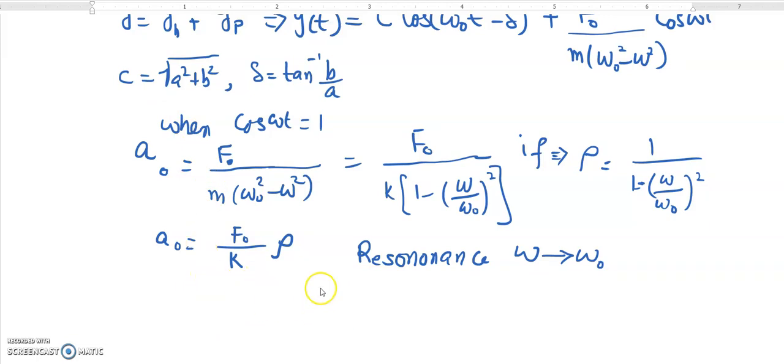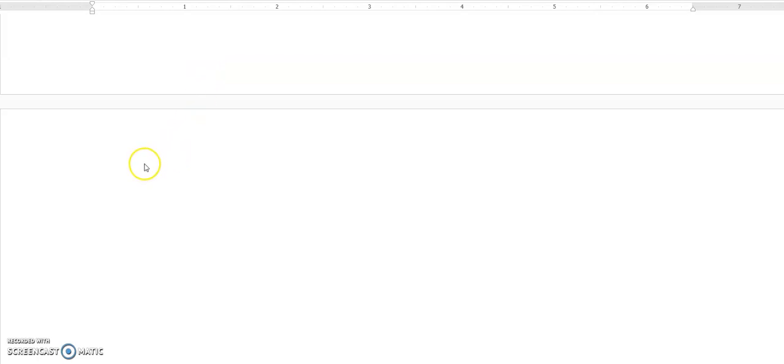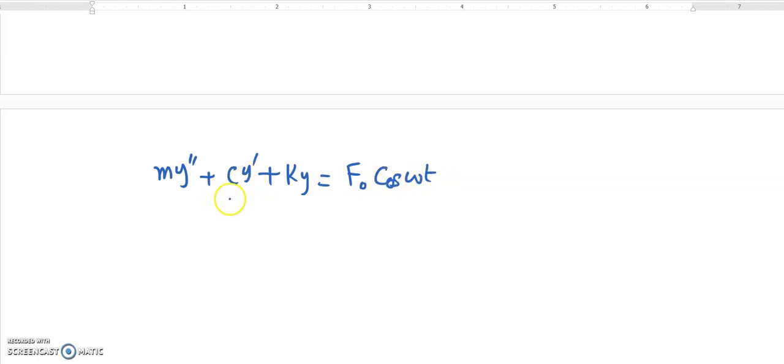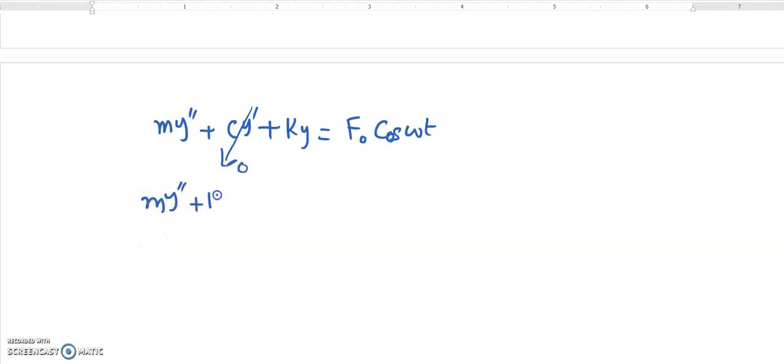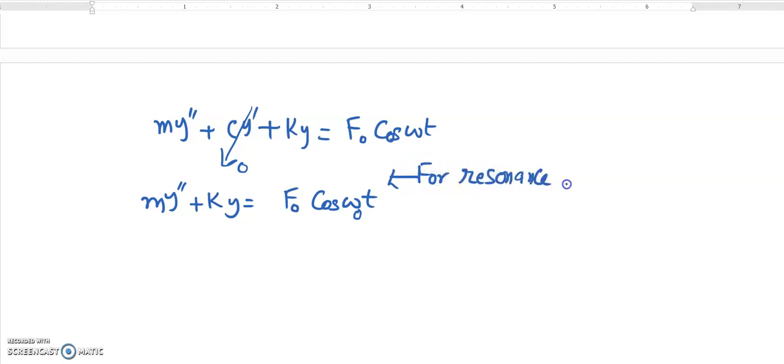To further discuss the resonance, we can look at the original equation: m y double prime plus c y prime plus k y is equal to F naught cosine of omega t. Since now we are considering very negligible damping, it is m y double prime plus k y is equal to F naught cosine of omega t. So for the resonance situation, omega is almost equal to omega naught.